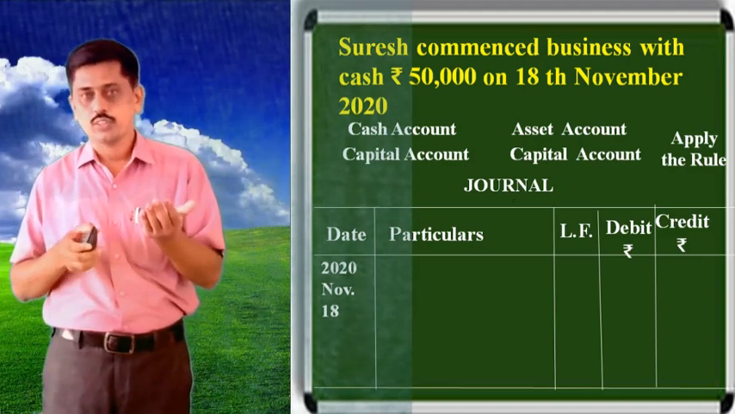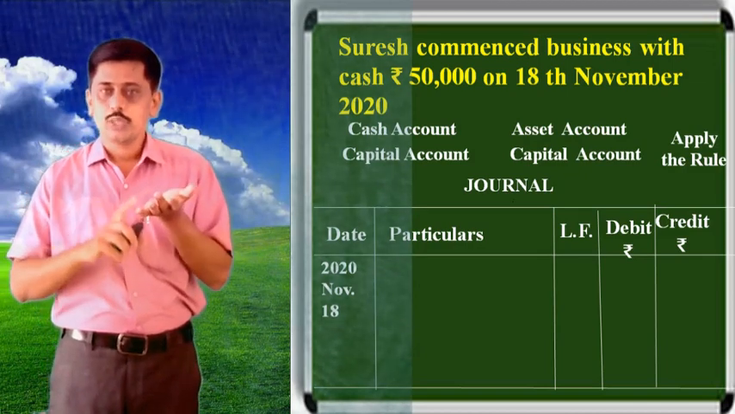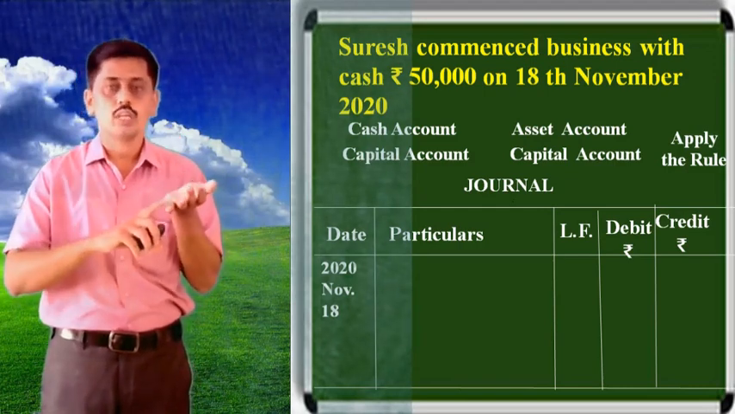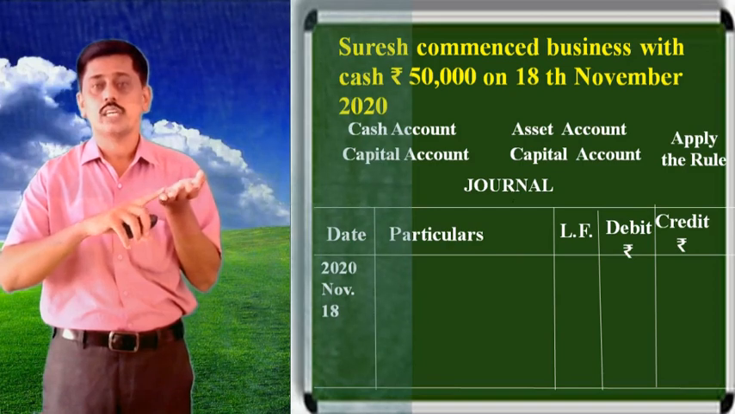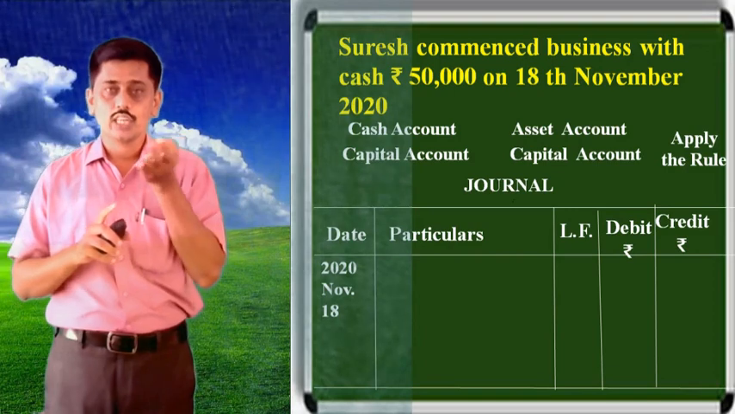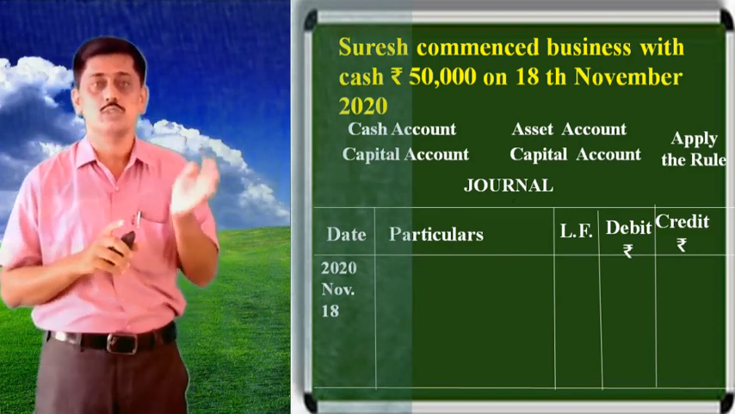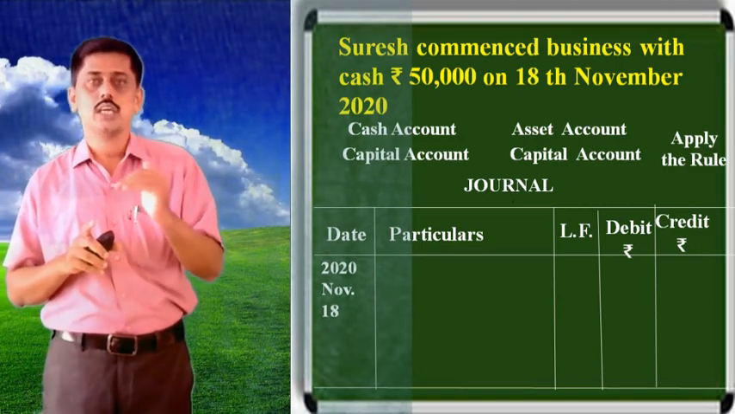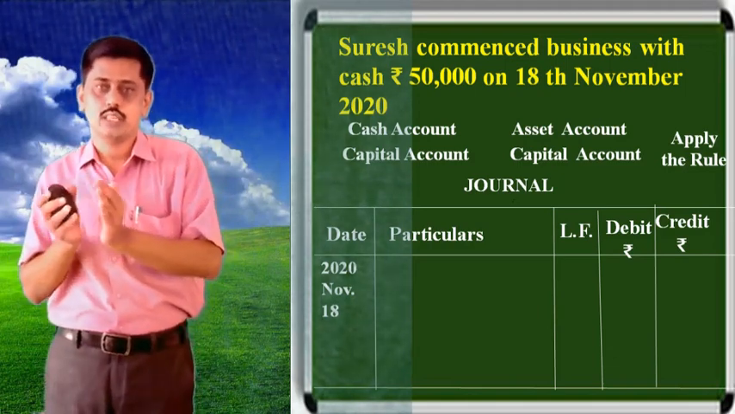How to analyze the transaction? Suresh commenced business with cash rupees 50,000. Two accounts involved are cash account and capital account. Cash account, asset account. Capital account, capital account. Cash account, asset account, rule of debit and credit: debit, increase in asset, credit, decrease in asset. Here cash comes in, means cash increases, means asset increases, and hence cash account should be debited. Capital account rule: debit, decrease in capital, credit, increase in capital. Here capital increases, so capital account should be credited.